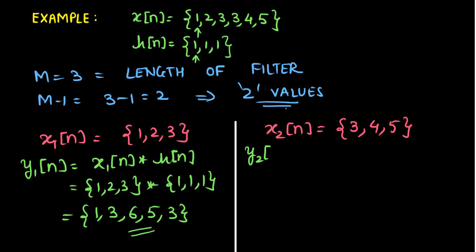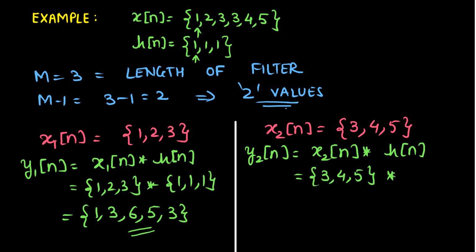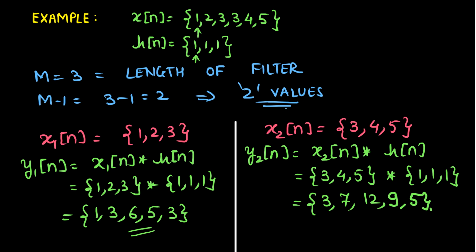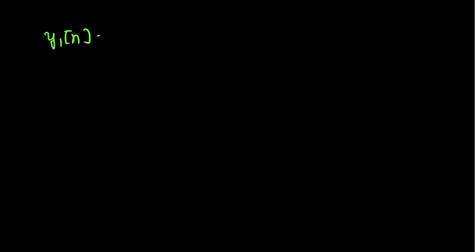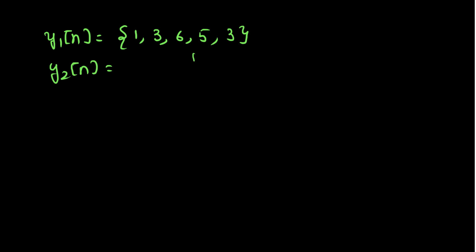Similarly, y2 of n can be obtained as x2 of n convolved with h of n, which comes out to be 3, 4, 5 being convolved with 1, 1, 1, which comes out to be 3, 7, then the value that we have here is 12, 9 and 5. So what we have is y1 of n is equal to 1, 3, 6, 5, 3, and y2 of n is equal to 3, 7, 12, 9 and 5. So these are the values that we have obtained.